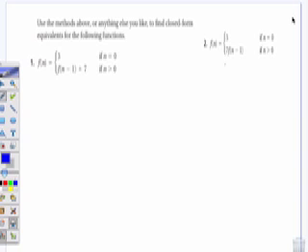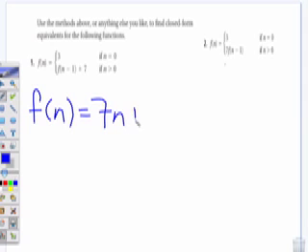Any problems with the first one? What did you get for the closed form? F of n equals, say again? 7n plus 2. Okay, so you've worked with those a lot. You've figured out by now that if you're always adding just a constant, the closed form is linear. So you know your linear function in the recurrence is going to be just plus the same number every single time.